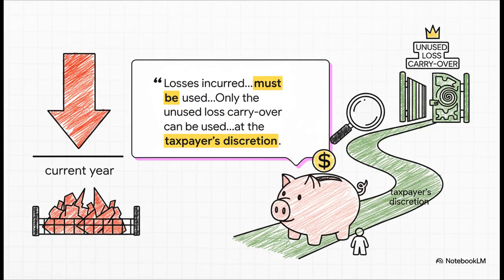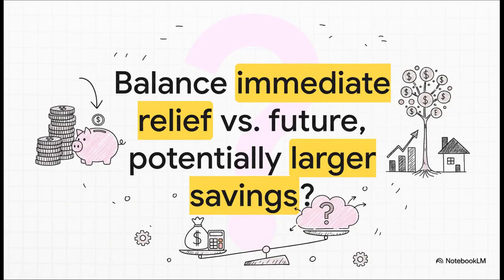You have no discretion over current year losses. The law says you must use them. Your strategic freedom, your ability to plan, only kicks in with the unused amounts that are carried over to other years. That's your playground. And that is the central strategic dilemma I'll leave you with.